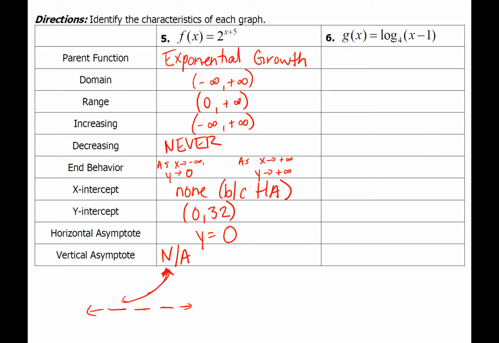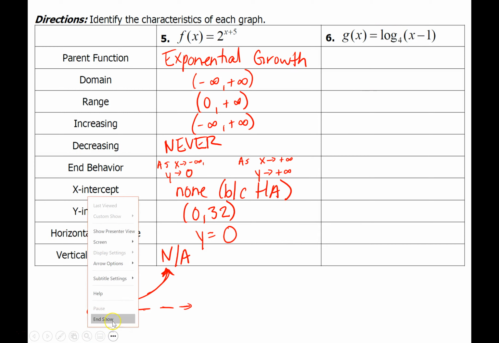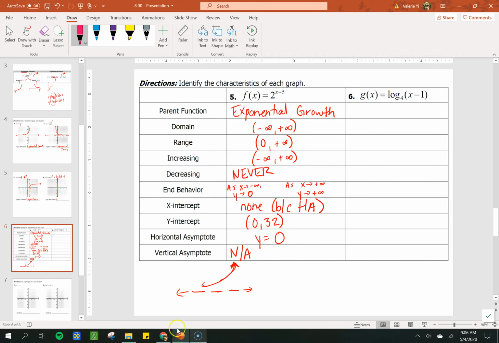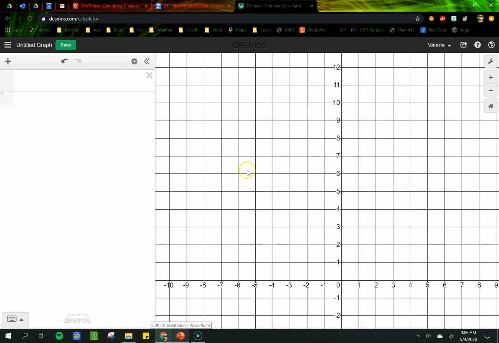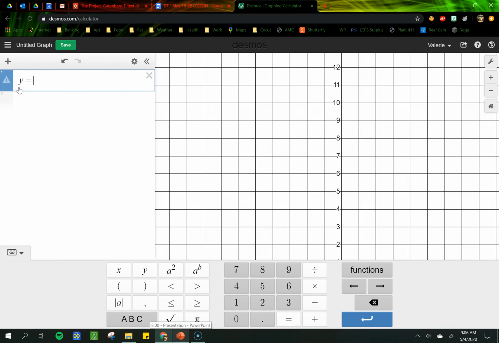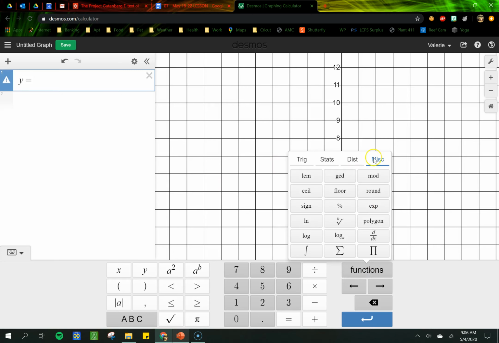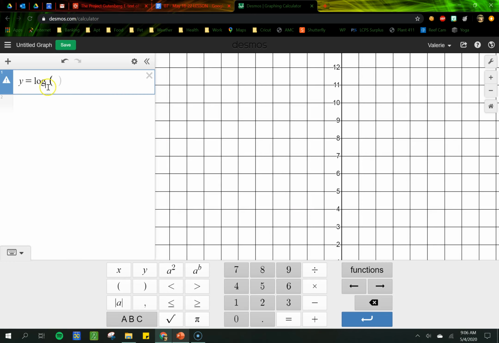This one is a log, and you'll notice that it has this 4 down in the bottom. That means this is log base 4 of x minus 1. So when we put this into Desmos, we are going to have to use that different logarithm button. So if I clear that out, I'm going to zoom back in a bit. When I put y is equal to, and then I go to my functions, miscellaneous, this time I'm going to choose log base a. When I do that, it gives me a little spot here to put the base of 4, and it also gives me the parentheses so I can type the x minus 1.